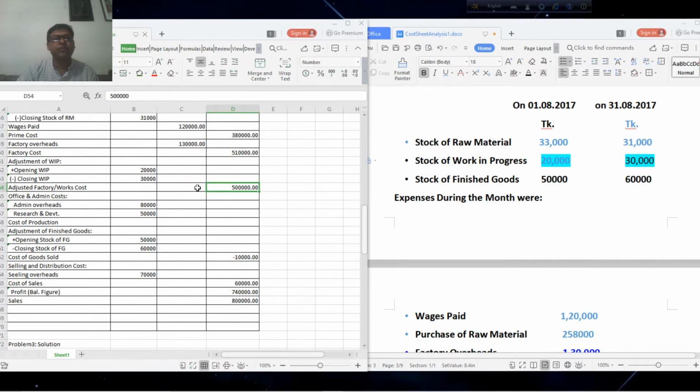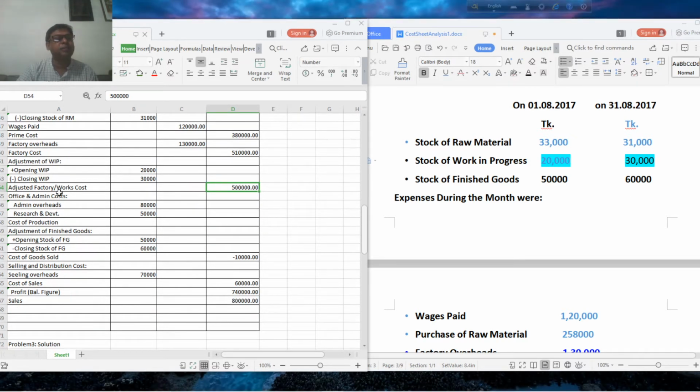After we find out the adjusted factory cost, we have to consider the office and administrative overhead, that is the production overhead. So we will find out the cost of production. This will be comprised of the admin overhead and research overhead.